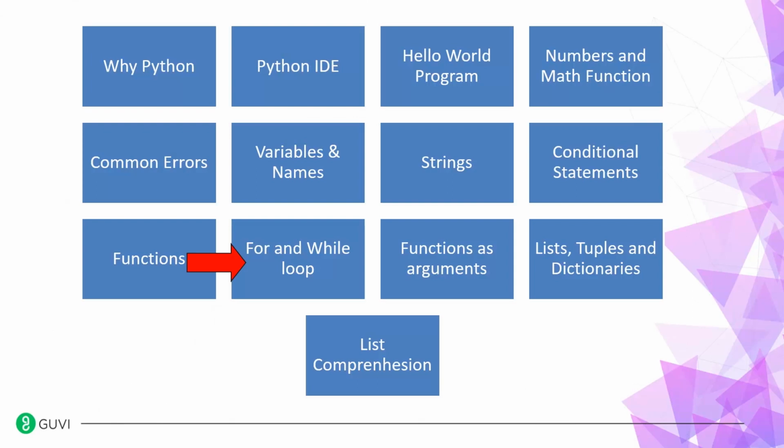Then we'll move on to for and while loop. In the for and while loop, as the name suggests, we learn how to use the for loop and how to use the while loop and maintain a certain looping function inside it. Once that is done, we'll move into a function as an argument. So when you write a function, there is a way to also pass an argument through it so that a certain code is executed. So we'll see that in functions as arguments.